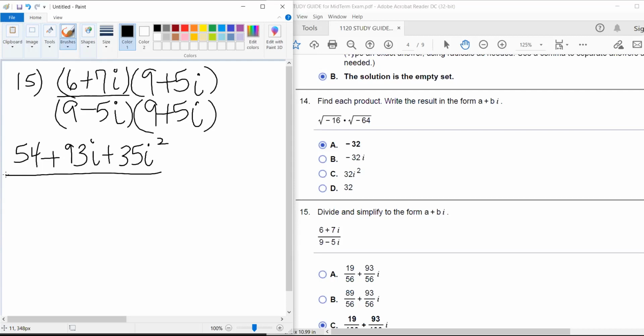Now, when you multiply the bottom, remember there you don't have to use the entire full method. You just multiply your first two terms. 9 times 9 is 81. And you also multiply your last two terms. So negative 5i times positive 5i is negative 25i squared. So let's bring that over.